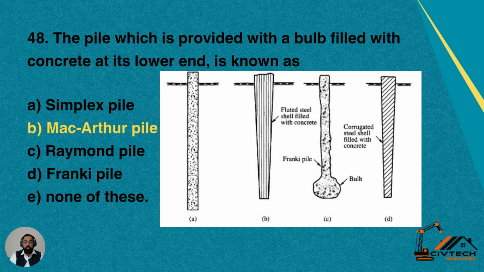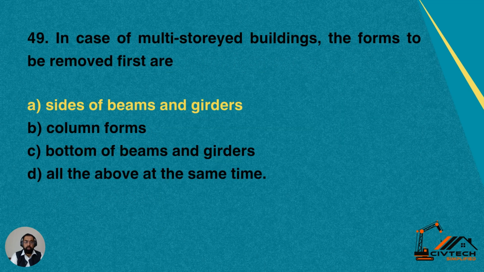Question number 48. The pile which is provided with a bulb filled with concrete at its lower end is known as number A. Simplex pile, MacArthur pile, Raymond pile, Frankie pile, none of these. Yes, it is MacArthur pile. In MacArthur piles, we give a concrete bulb at the bottom, just like a bulb, to transfer the load at the underneath side. So that type of pile is called MacArthur pile.